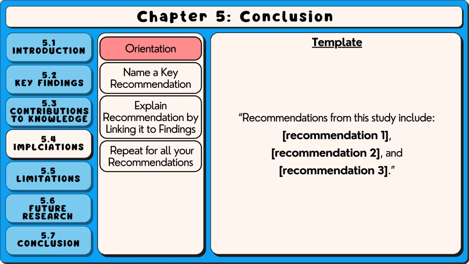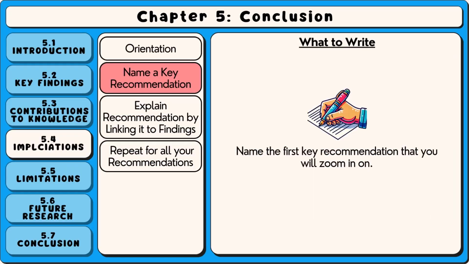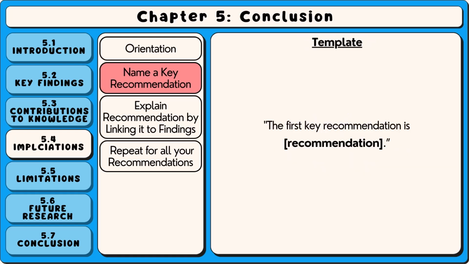Recommendations for this study include Recommendation 1, Recommendation 2, and Recommendation 3. Here's an example. Recommendations from this study include policy recommendations for workplace leadership, as well as specific recommendations for millennials using generative AI at work. Next, name a key recommendation that you're about to zoom in on. Here's a template. The first key recommendation is, and name the recommendation.